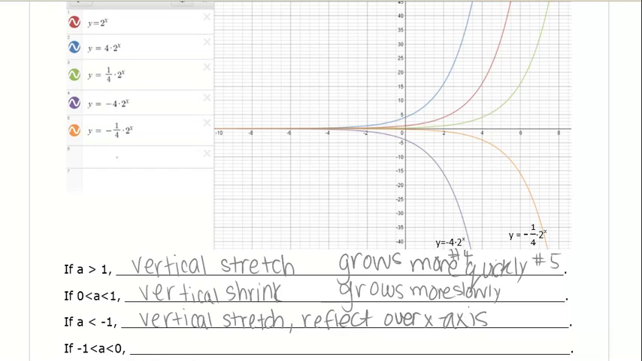And finally, the last one, that -1/4, that's the orange one on my screen, the one to the right on the bottom. So once again, intercept is -1/4. It takes a longer time to do stuff. But also once again, reflected over the axis. So this would be a vertical shrink, and it's reflected over the x-axis.